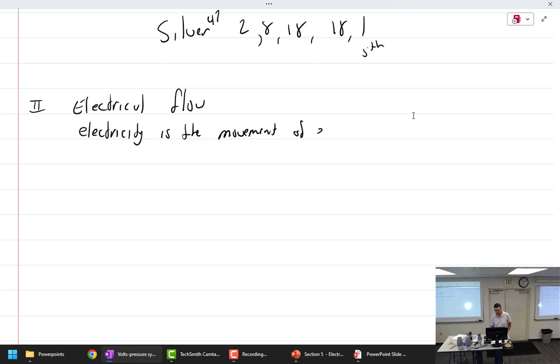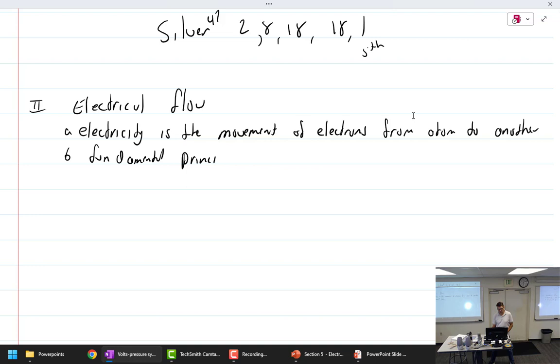Of electrons from one atom to another. The fundamental principle is attraction and repulsion. Attraction and repulsion.